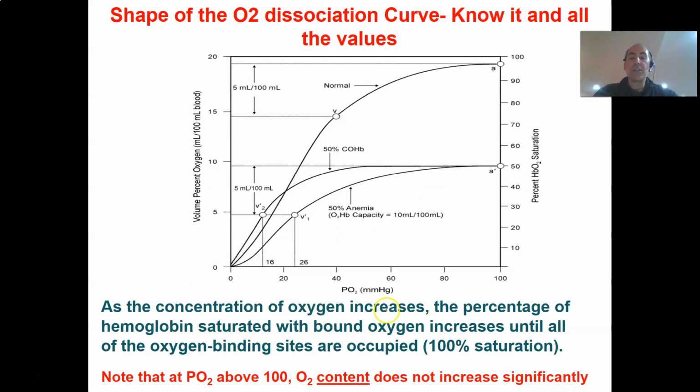As the concentration of oxygen increases, the percentage of hemoglobin saturated with bound oxygen increases, right? So that's what happened. As the percentage goes up, the amount bound on the left goes up also. The percentage of hemoglobin saturated with bound oxygen increases until all of the oxygen binding sites are occupied. That would be 100% saturated. And it's rare that people are at 100%, but they're pretty close, usually between 96 and 100.